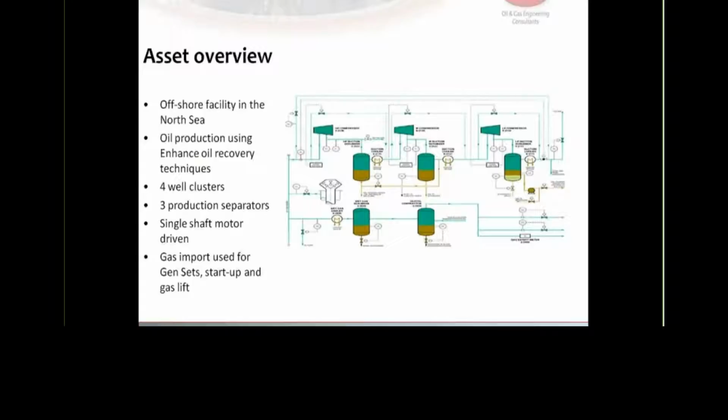the asset overview: it is an offshore facility. It's an oil production facility using enhanced oil recovery techniques, so it has gas lift injection and water injection. It has 4 well clusters, 3 production separators. It has two identical compression trains with 3 stages, all driven by motor, and they are fixed speed machines.